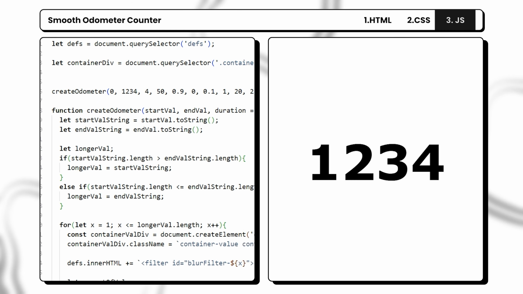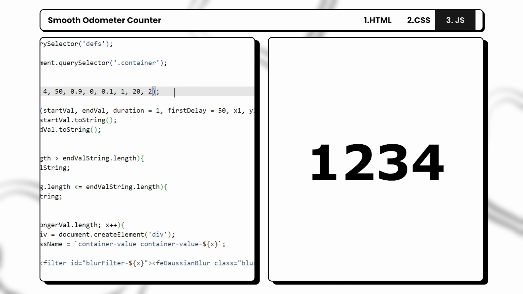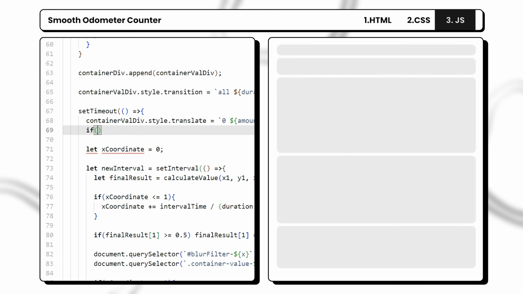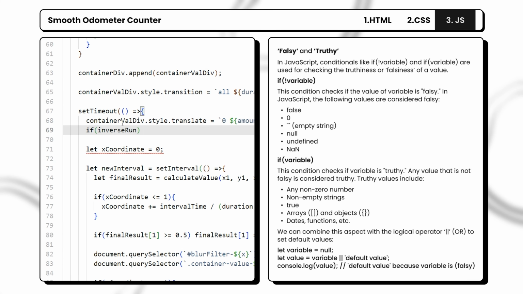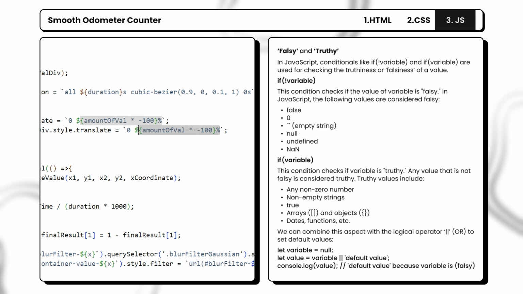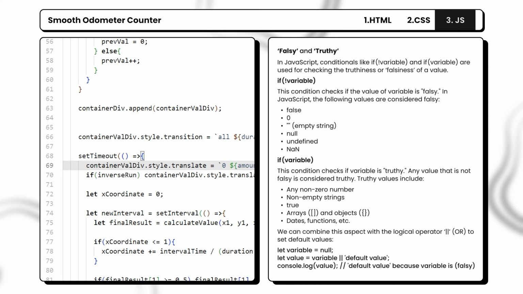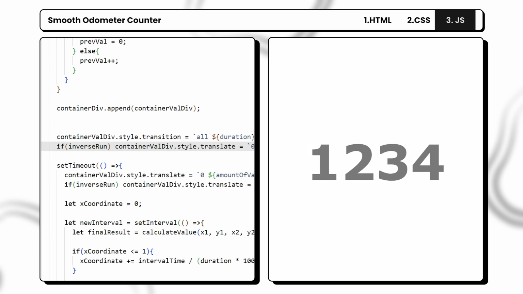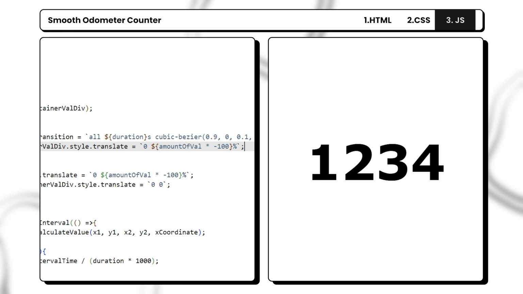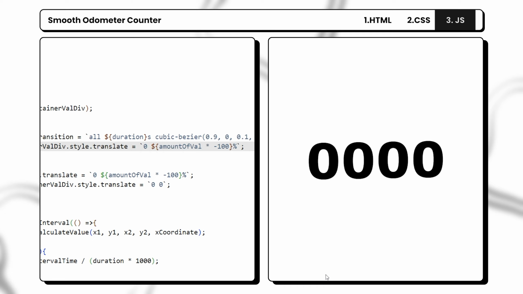The next parameter I will add is inverse run, which I will set the default to false, but I will set it as true for our callout function. So next we will go to our set timeout, and after the first translate we will check if inverse run is true, and if it is, then we will set the translate to be 0, 0. So we will remove the string interpolation and set it to 0, 0. And then right before the set timeout we will copy the whole line we just wrote, but now we set the default value. And we set it to what we had before, which is 0 with the string interpolation amount to val times minus 100 with a percentage sign outside it.